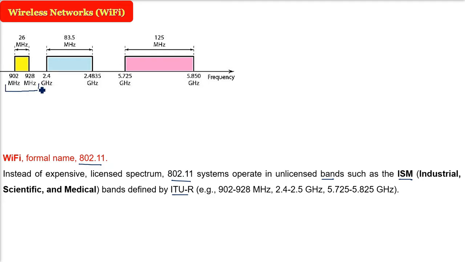sell this, also ISM. So ITU-R has bands 902 to 928 megahertz, which is for industry, and 2.4 to 2.5 gigahertz is for scientific usage. And these are free bands, unlicensed bands. We can use them if we are working in any of these fields. 5.725 to 5.825 gigahertz is for medical. So these are reserved unlicensed bands.